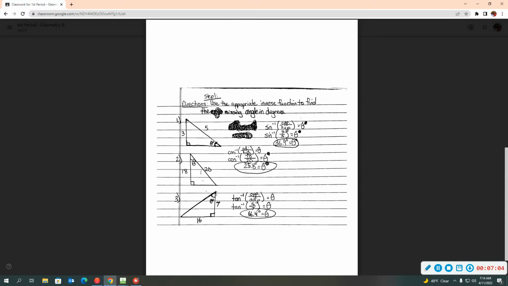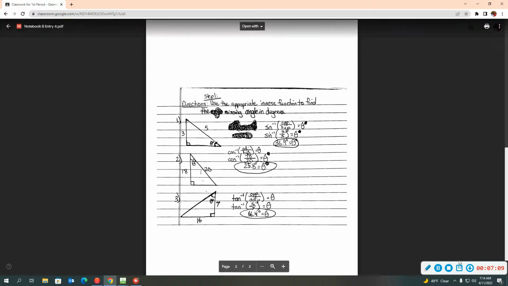Now on number 2 and 3, I do the same. I'm going to identify my sides so I can pick my trig function. And in this case, I do have a hypotenuse again because it's across from the 90 degree. And then I have, let's look, that would be opposite, which makes this one my adjacent. Now, since I need the A and the H, I would pick cosine because it uses the A and the H. So I would do inverse cosine of my adjacent over my hypotenuse. It's going to equal my angle.